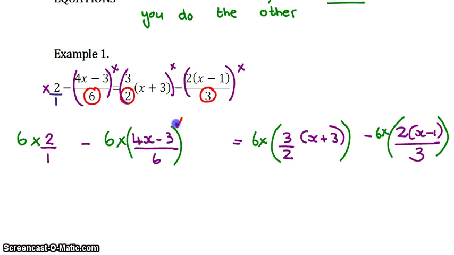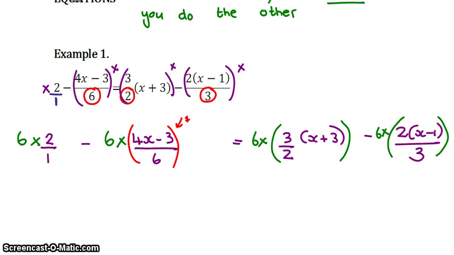Now these brackets are quite important, because if I don't put that bracket there, what am I multiplying by 6? Is it only the 4x I'm multiplying by 6? Is it the whole thing? So I always put complicated things in brackets. I'm not changing the meaning. I'm just helping myself out for the future.